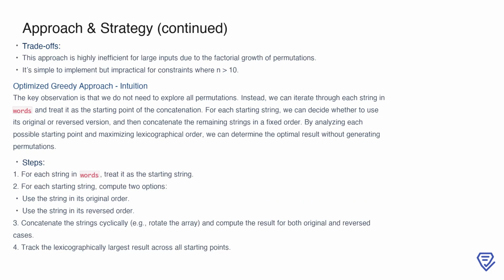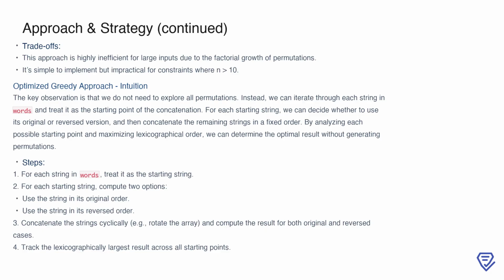The brute force approach, while intuitive, comes with clear trade-offs. Its simplicity makes it appealing for small datasets, but it becomes entirely infeasible when the input size grows, especially when n exceeds 10. This is why we turn to a more optimized strategy, the greedy approach. The key insight here is that instead of exploring every permutation, we can treat each string in the words array as a potential starting point for the concatenation.